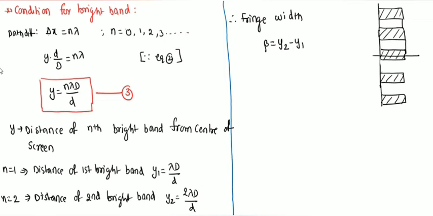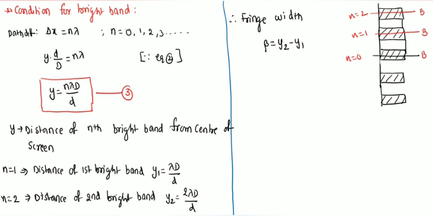Listen very carefully. This is the 0th bright band, right? 0th bright band. And this is the first bright band. First bright band. This is the second bright band.